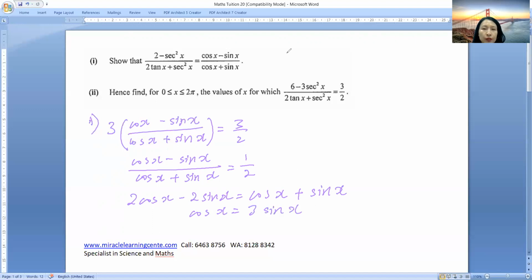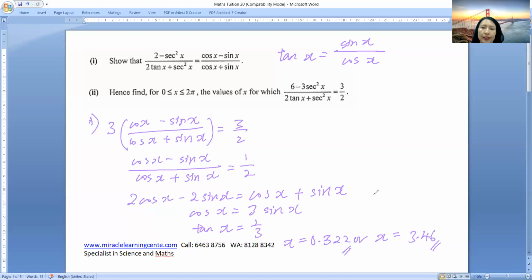Again, we know that tangent x equals sine x over cosine x. So we have tangent x equals 1/3. So therefore, x equals 0.322 or x equals 3.46, to 3 significant figures.